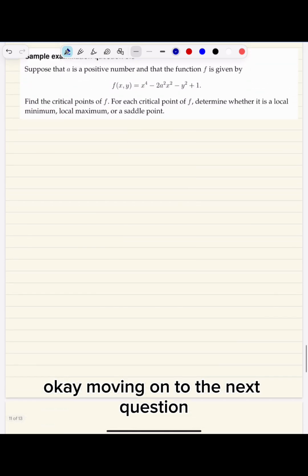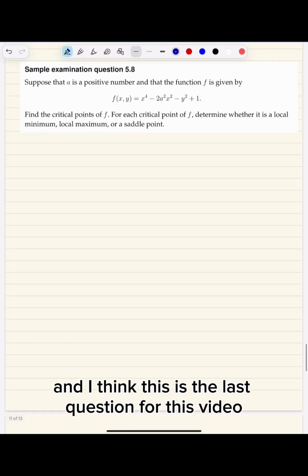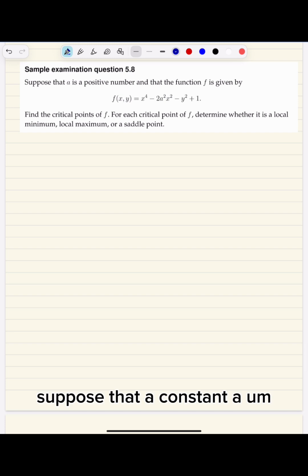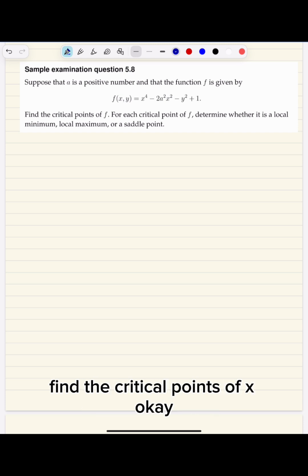Okay, moving on to the next question, and I think this is the last question for this video. Suppose that a constant a is a positive number and that the function f is given by this. Find the critical points of f.